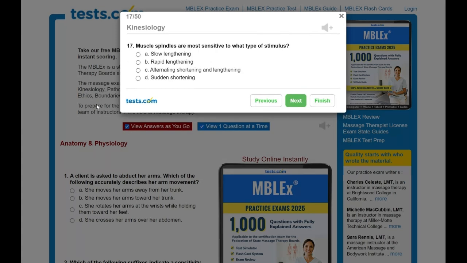Question 17. Muscle spindles are most sensitive to what type of stimulus? A. Slow lengthening. B. Rapid lengthening. C. Alternating shortening and lengthening. D. Sudden shortening.